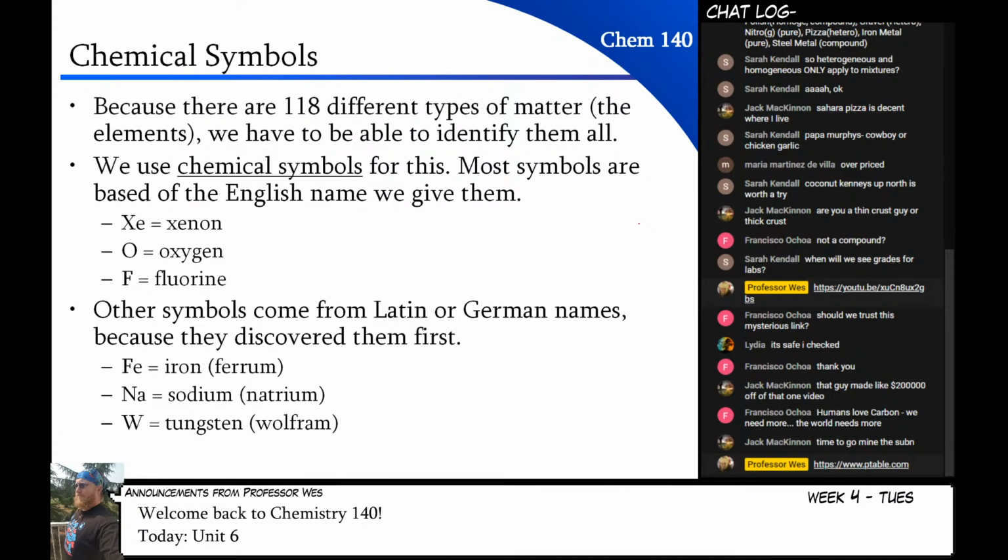Now, where do the names come from? Generally speaking, most of the names came from, oh, we named it and then we made a symbol off the name. Now, some of those names were given by very early civilizations. So, in prehistory, elements were known. For example, iron was known.